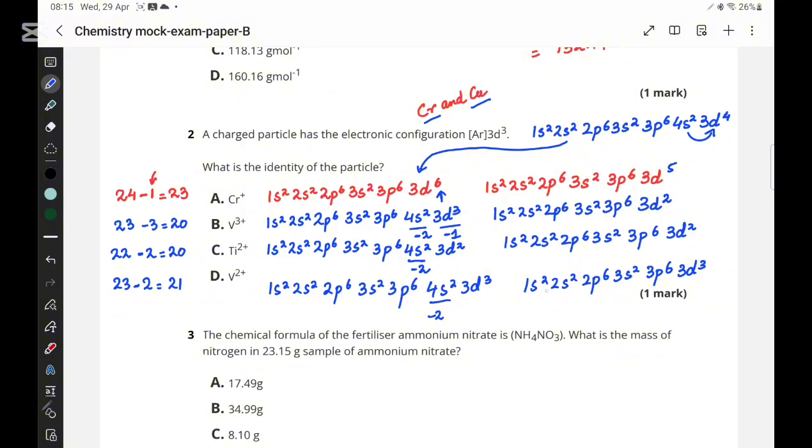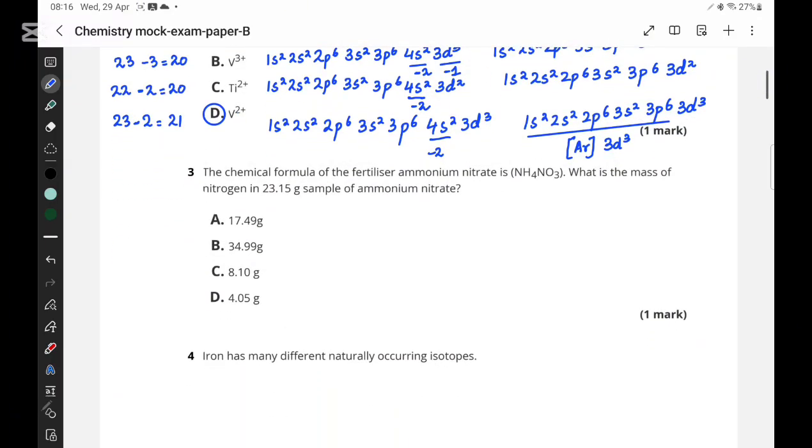So if you see, this part is having how many electrons? 2 plus 2 is 4, plus 6 is 10, and so on up to 18. So that is basically argon, and the other part is 3d3. So our right option is going to be D.